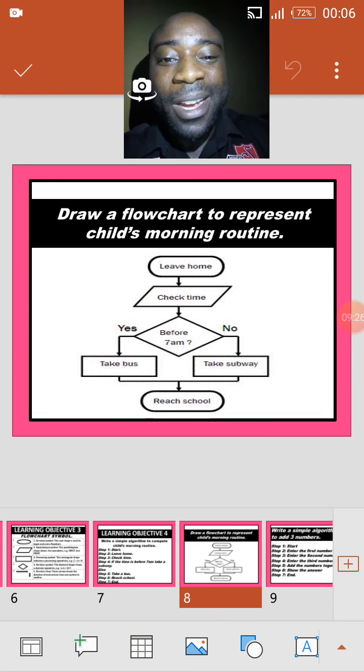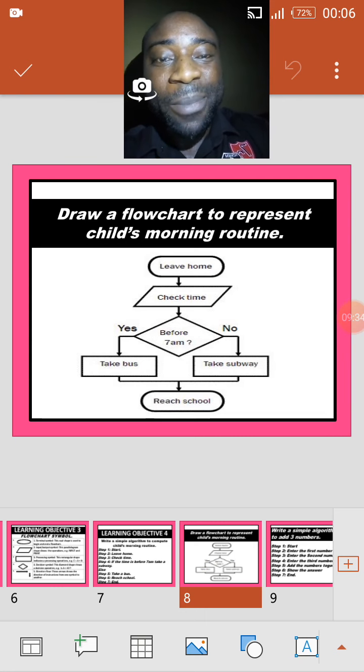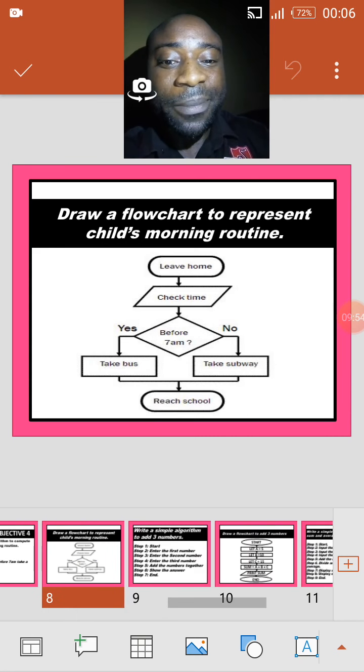first and the last, followed by, if you look at the second shape, the input and output, the parallelogram. And look at the decision, where you have before 7 a.m. And look at the process symbol, where you have take bus, take subway, and the last one, reach school. Now I would like us to look at another one.